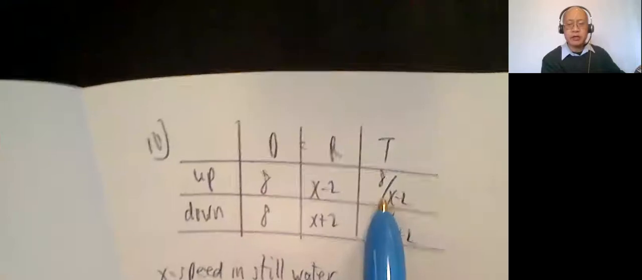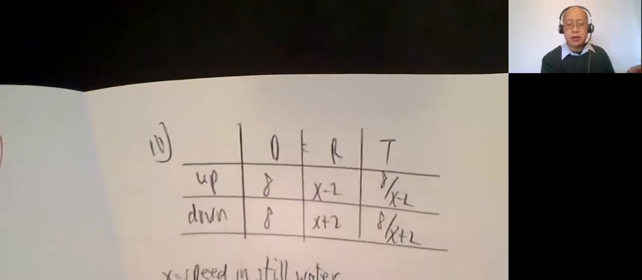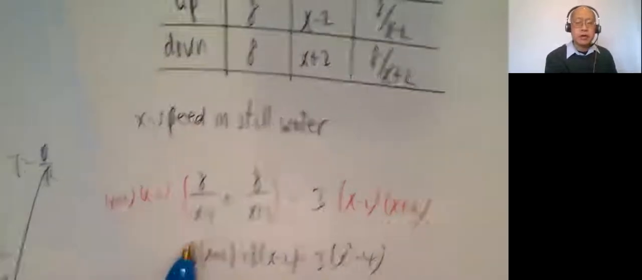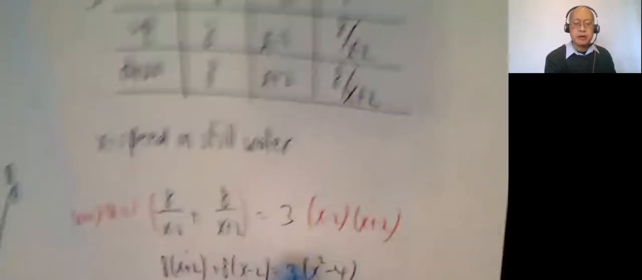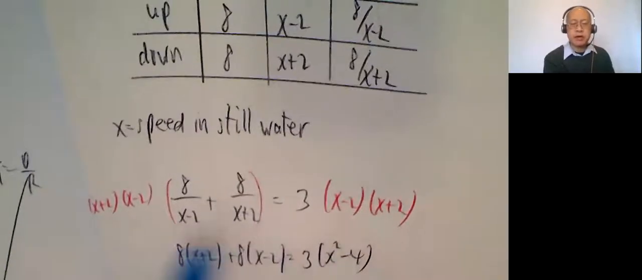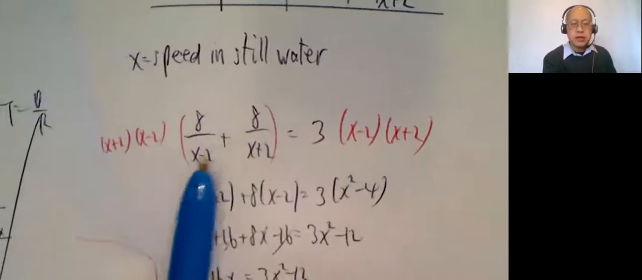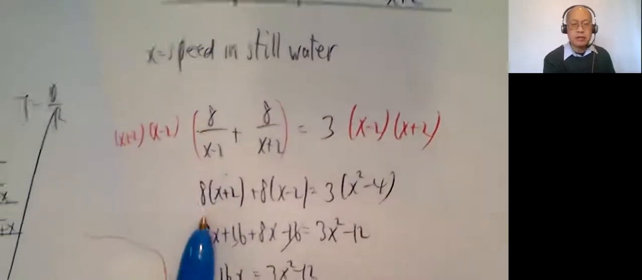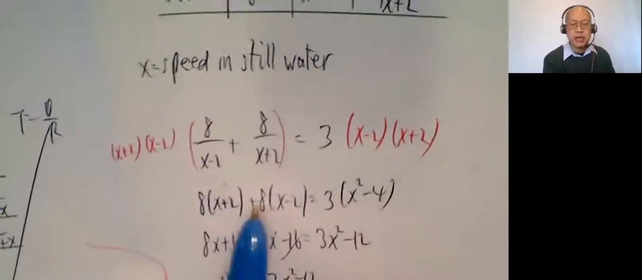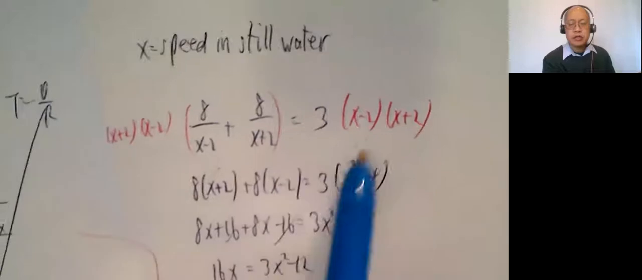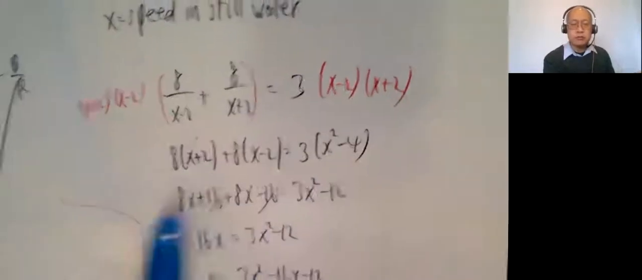Distance equals rate times time means time is distance divided by rate. So distance divided by rate is 8 over x minus 2. And downstream 8 over x plus 2. Now you're told that the total number of hours is 3. So 8 over x minus 2 plus 8 over x plus 2 is equal to 3. Multiply both sides by the common denominator, x plus 2, x minus 2. So x minus 2 cancels out, you have 8 times x plus 2. And if you take these 2 times this, x plus 2 cancels out, you have 8 times x minus 2. And distribute 3 times x squared minus 4.